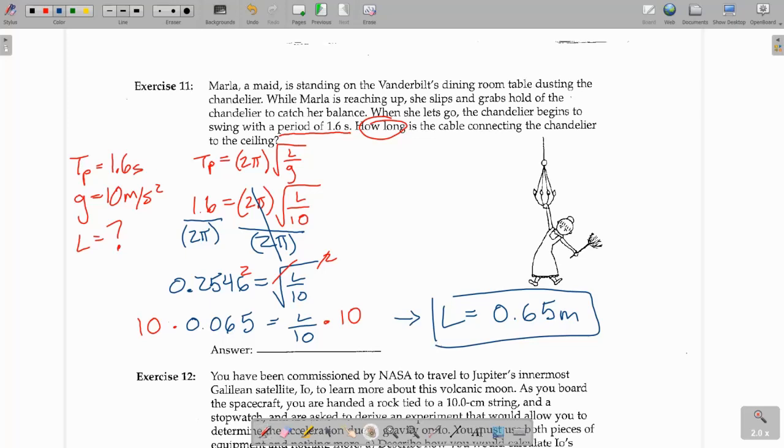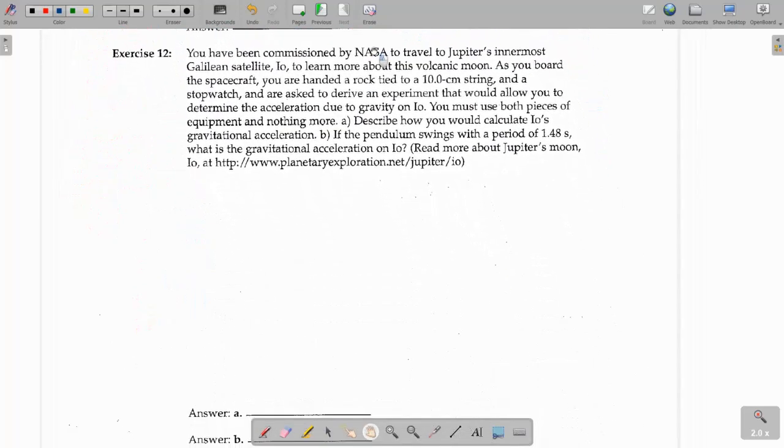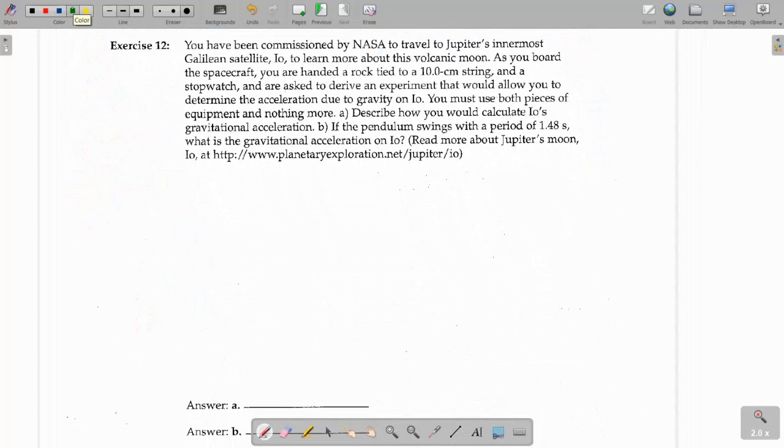Okay, moving on to our last one, number 12 here. On number 12, it says you've been commissioned by NASA to travel to Jupiter's innermost Galilean satellite, Io, to learn more about this volcanic moon. As you board the spacecraft, you are handed a rock tied to a 10-centimeter string and a stopwatch and are asked to derive an experiment that would allow you to determine the acceleration due to gravity on Io. So we're going to actually solve for the acceleration due to gravity. You must use both pieces of equipment and nothing more.